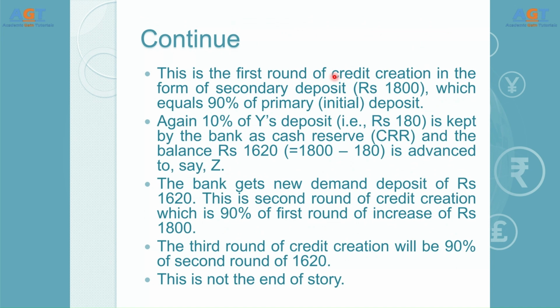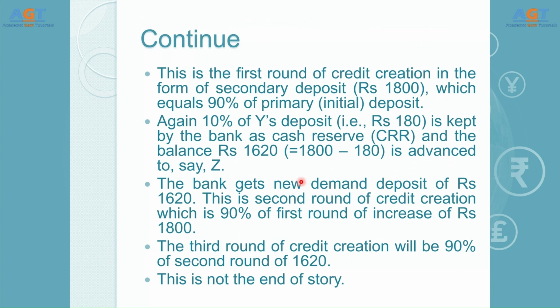This is the first round, secondary deposit of 1,800 rupees, which is 90% of the initial deposit. Again, 10% of this, 180 rupees, is kept as reserve and 1,620 rupees is advanced. A new demand deposit of 1,620 rupees is created. The process repeats again and again. This is deposit multiplication. Now we conclude the process and define the multiplier idea.